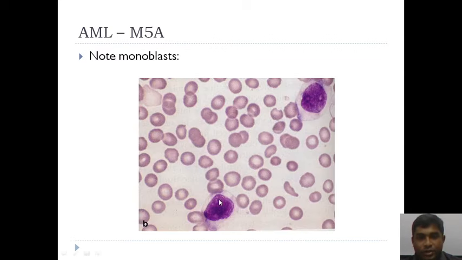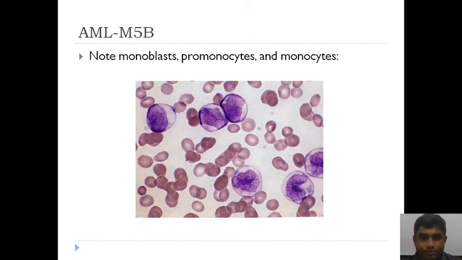Monoblasts are slightly different in the sense that they have a large amount of cytoplasm. Auer rods are usually absent, and you can have very fine granules, but even blasts can be present without any granules. In promonocytes, you can see that these cells are convoluted or folded upon each other, like there are multiple small delicate foldings. This can be confused with APML, but here you don't have granules or Auer rods, which are characteristic of APML.